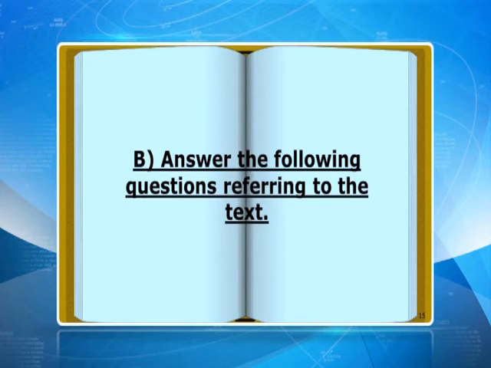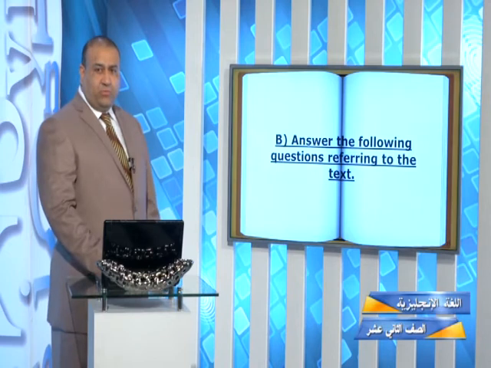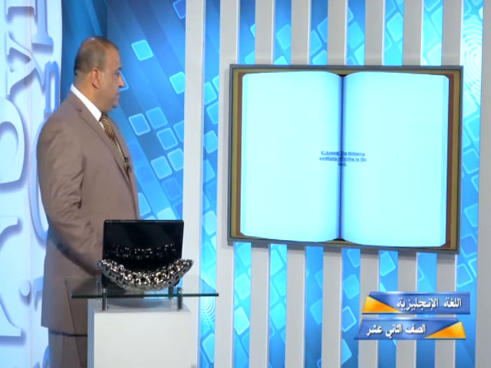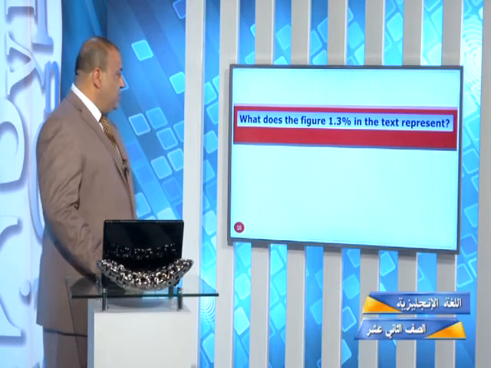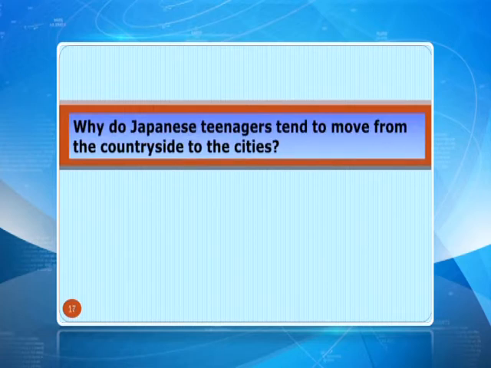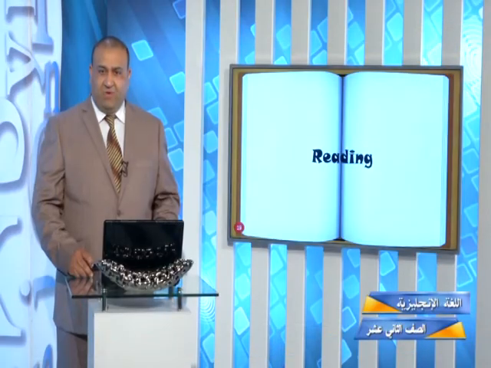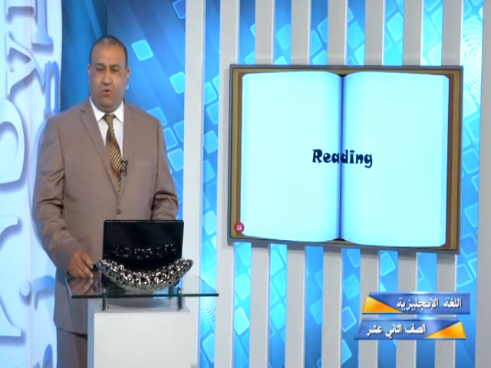Then we move to type 2, which are open-ended questions or productive questions. This is your first question. What does the figure 1.3% in the text represent? What does it refer to? Why do Japanese teenagers tend to move from the countryside to the cities? What effect does marrying after the age of 30 have on a married couple? Now, as we have read the questions, it's clear that our passage is about the population in Japan.